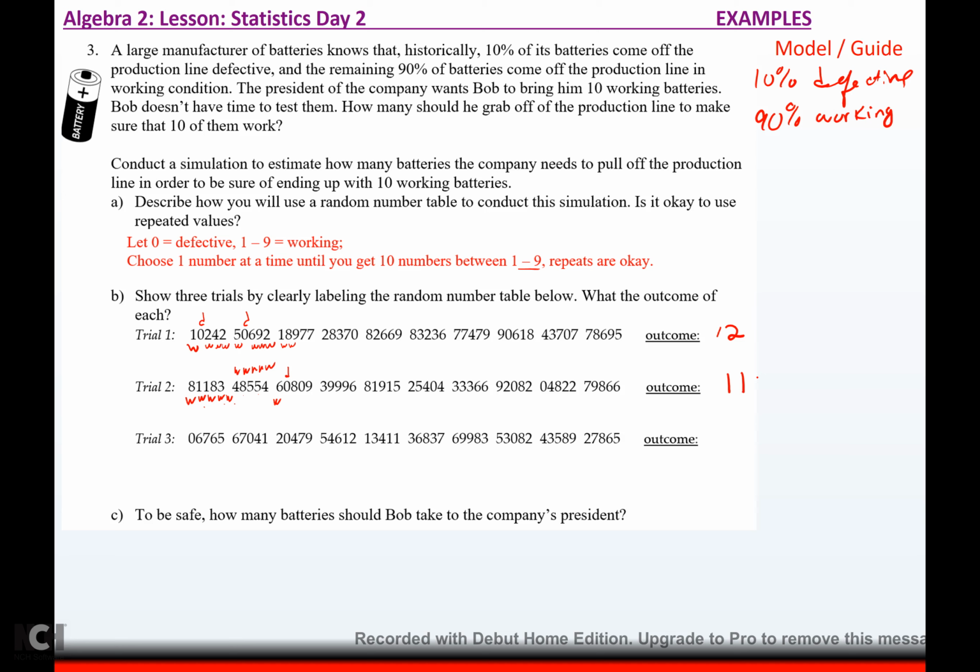I know I only had to pull 1, 2, 3, 4, 5, 6, 7. Oh, I only had to pull 10. I didn't need that other one. I only had to pull 10 to get 10 working batteries.